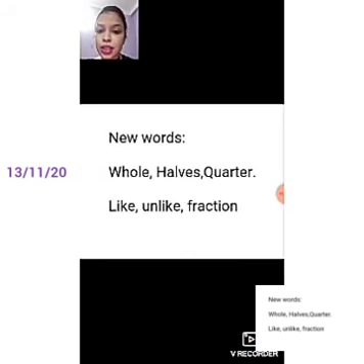And these words have been used continuously throughout the chapter. If you are doing fractions, this is very common. Whole, halves, quarter, like and unlike fractions.